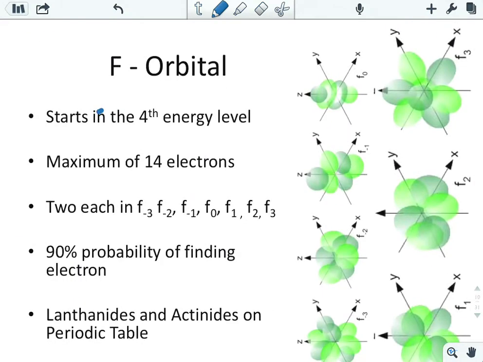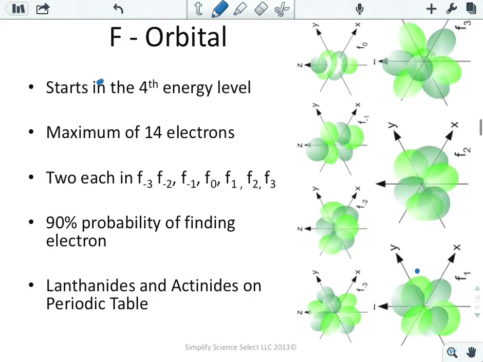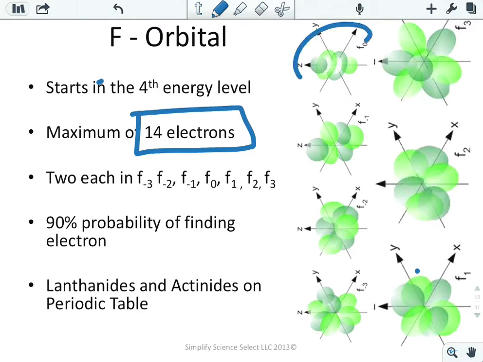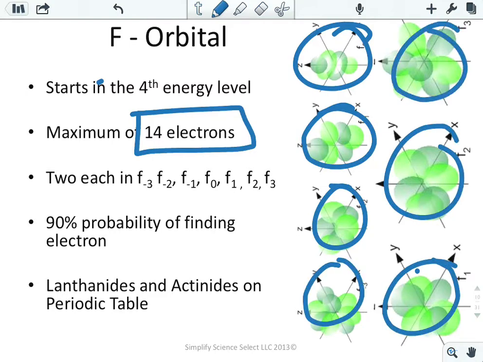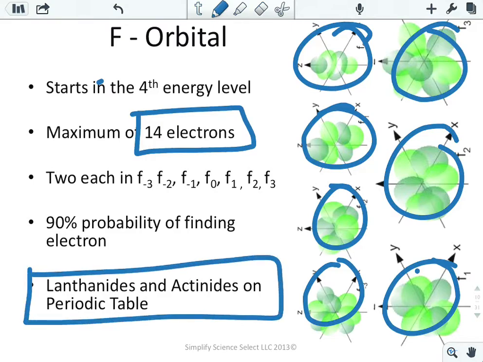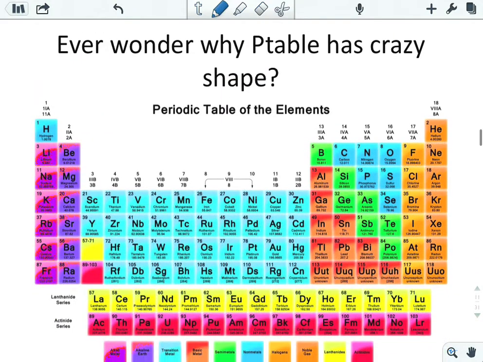The last orbital that we have is the f orbital, and we see that it can hold a total of 14 electrons. And so if it holds 14, we see that we have 1, 2, 3, 4, 5, 6, 7 suborbitals. And basically this takes up the lanthanide and actinide series on the periodic table. So we look at the periodic table.